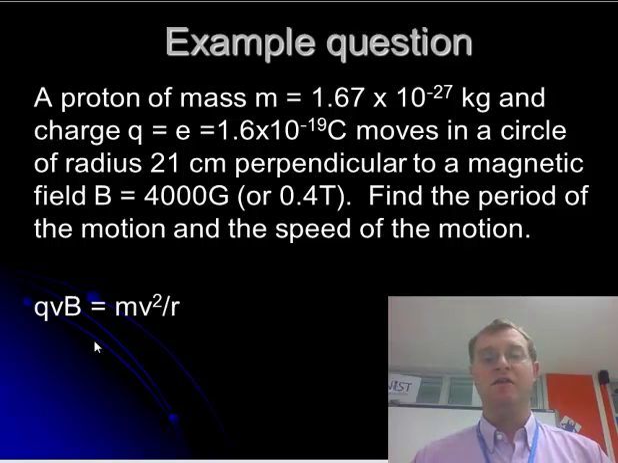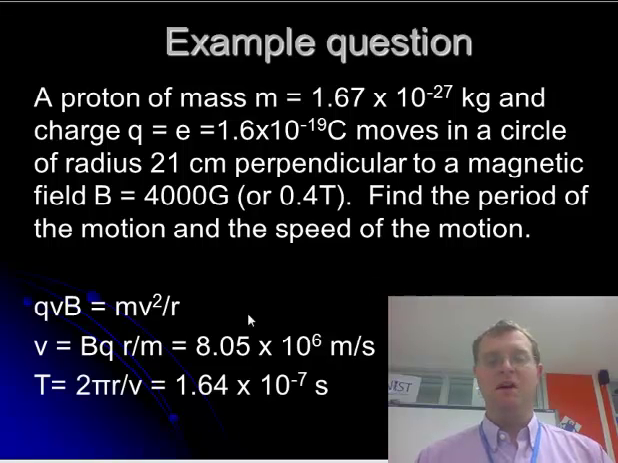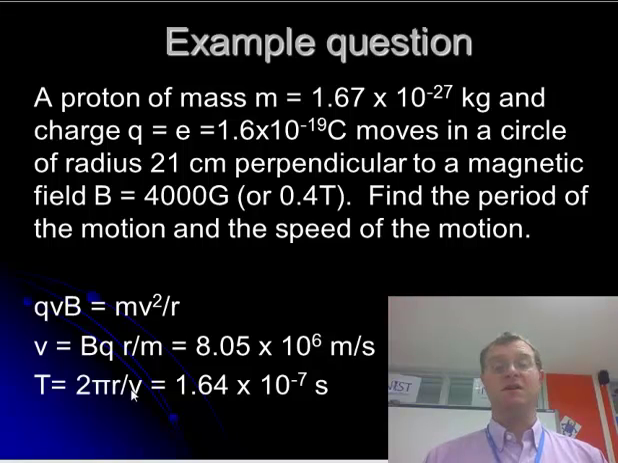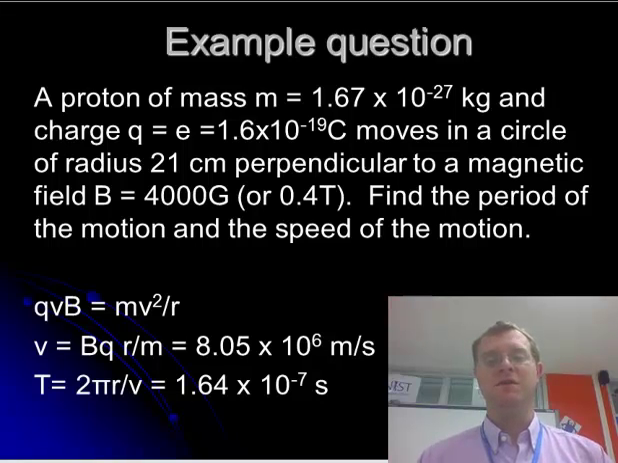So we start off by recognizing that QVB equals mv squared over r. From this we can work out that the velocity is going to be 8.05 times 10 to the 6 meters per second, just by rearranging that and substituting the right values. Then I've also got to remember that the period is going to be the distance travelled divided by the speed. The distance travelled for one circle divided by the speed gives me the period, and that gives me a value of 1.64 times 10 to the minus 7.